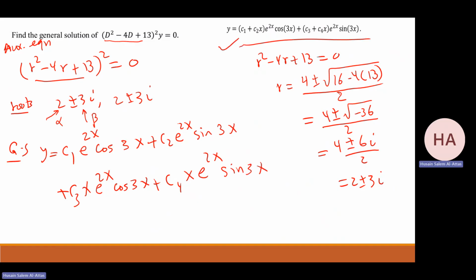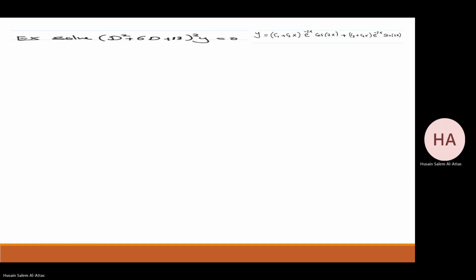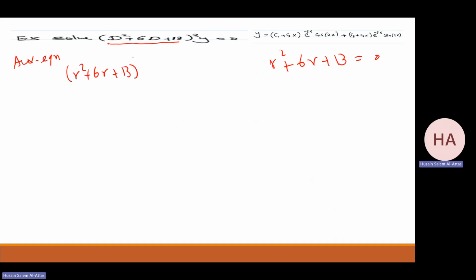Another way to write it. Okay, same idea, but now I need to solve this equation. So I have R squared plus 6R plus 13 equals 0. By the way, the auxiliary equation will be R squared plus 6R plus 13, squared, equals 0. So I need to solve this. So R equals what? Minus 6 plus or minus square root. This is what, 36?